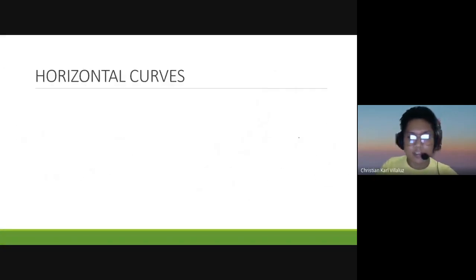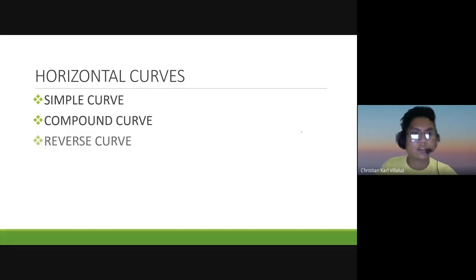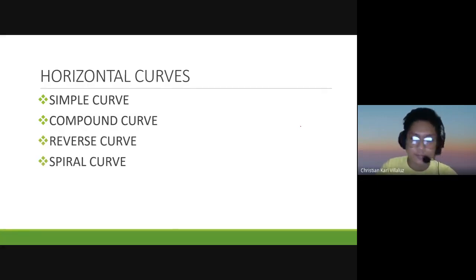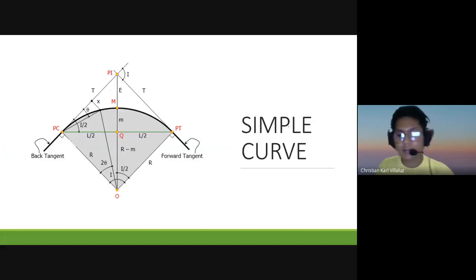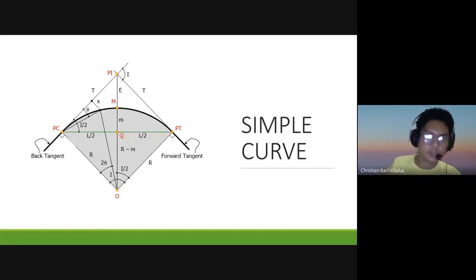So, what are the horizontal curves? These are our horizontal curves. First is the simple curve, then the compound curve, reverse curve, and the spiral curve. So we start with the most basic component of a horizontal curve, which is the simple curve. From the word itself, it is simple.